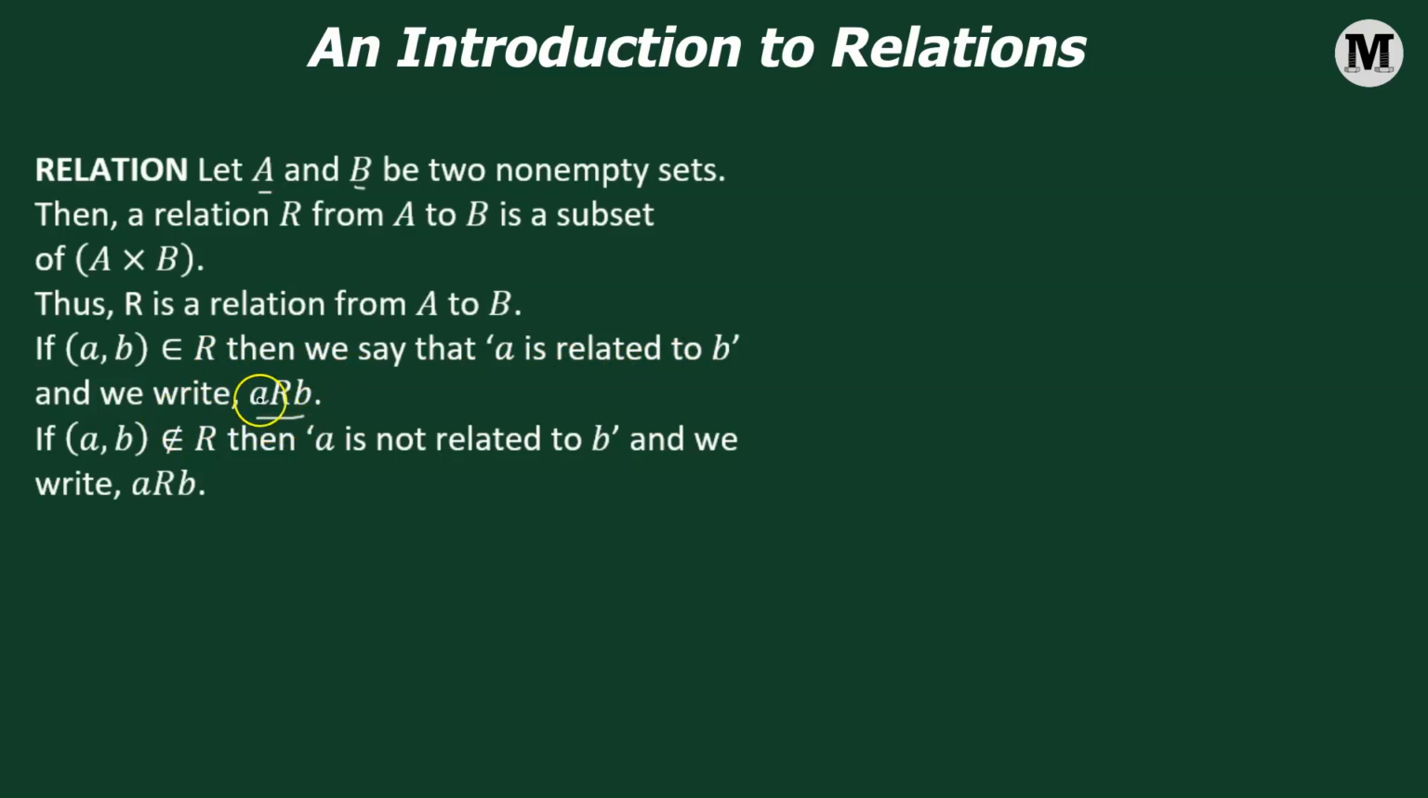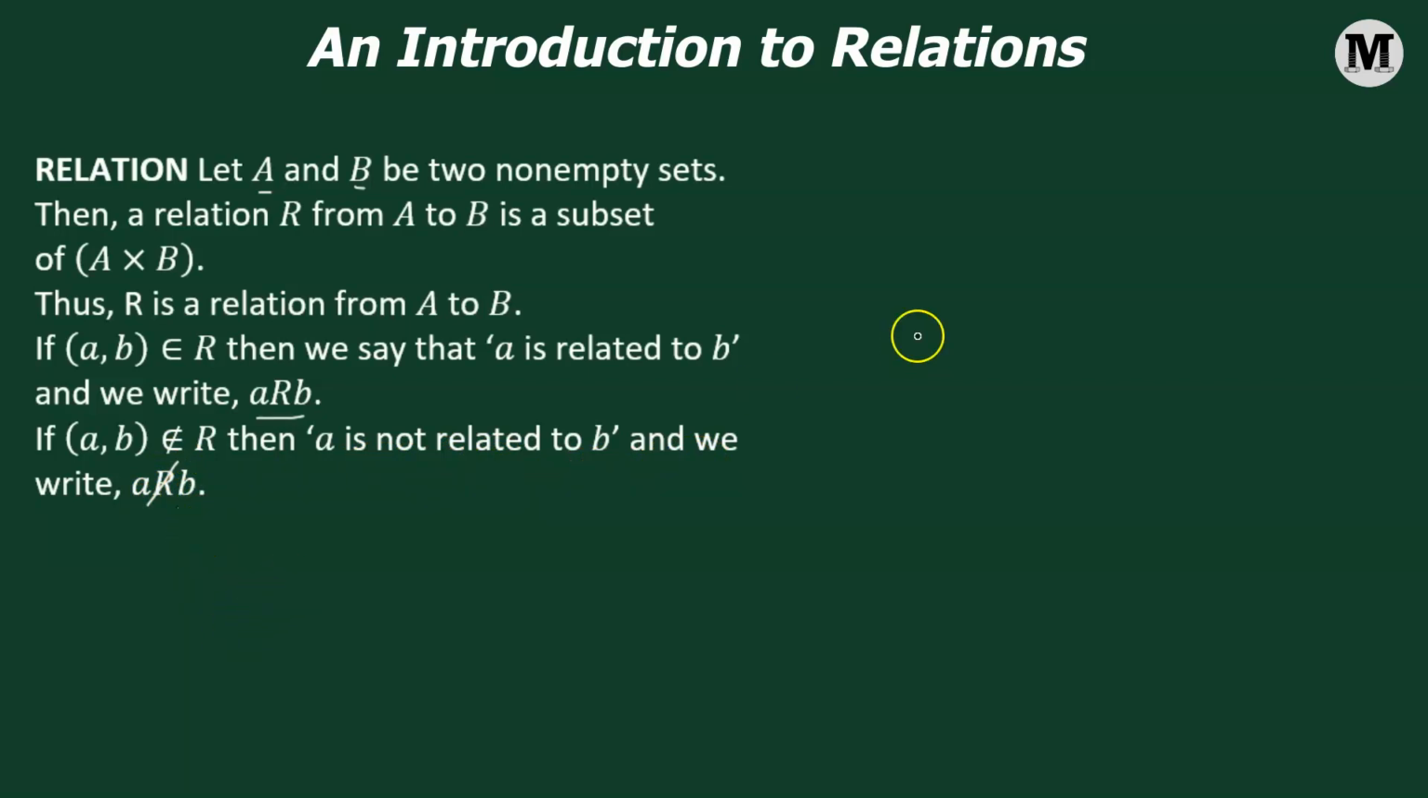It's very important what comes first, since we are taking the ordered pair with A coming first and B coming next. So while we write ARB, A must lie to the left of the symbol R, and B must lie to the right of the symbol R. And if the ordered pair does not belong to the relation, the set, then A is not related to B, and we simply write it as A not-R B.